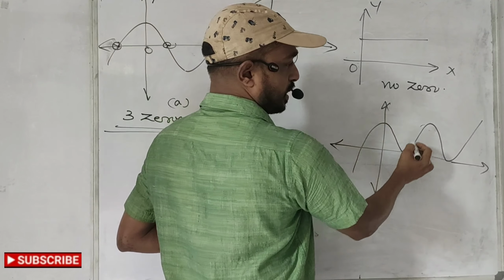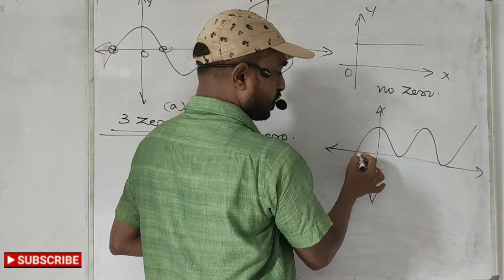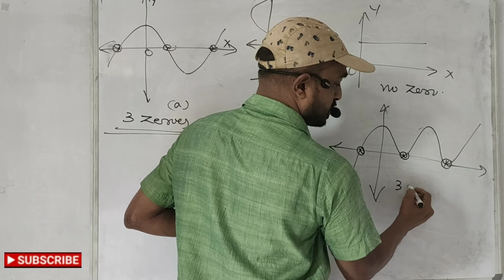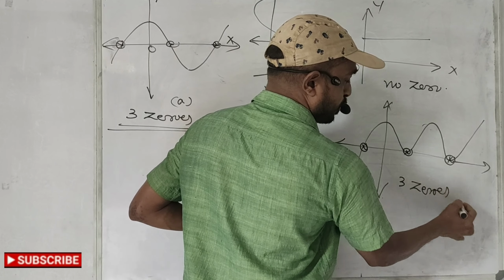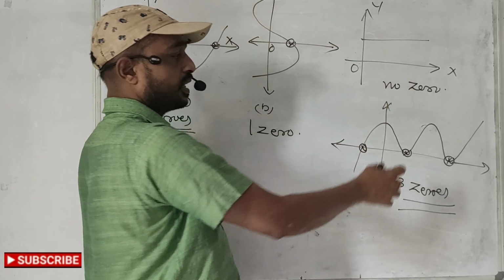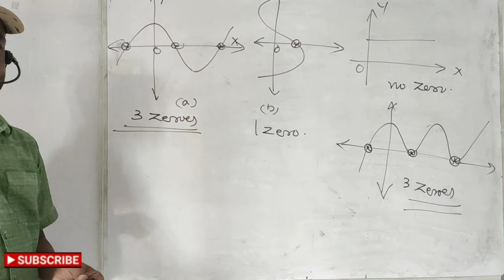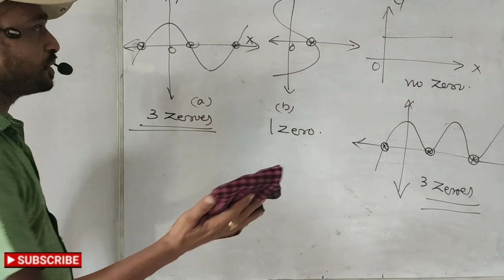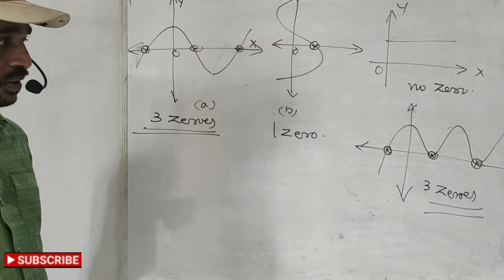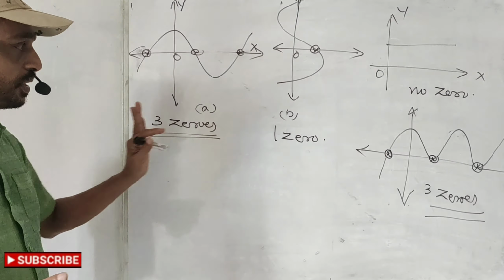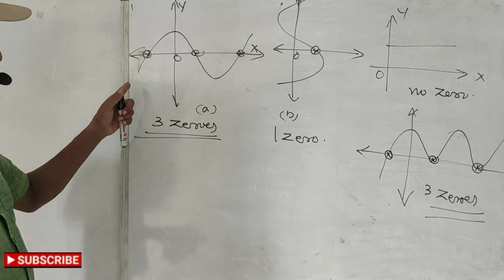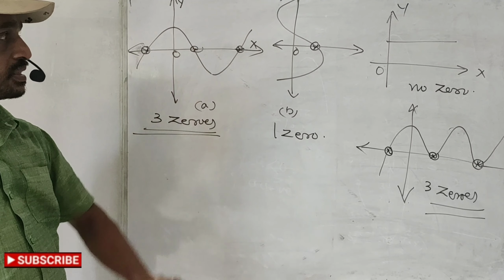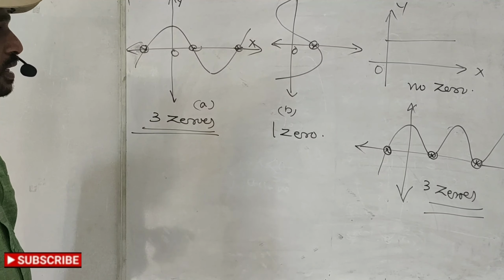Here this graph touches or intersects the x-axis at three distinct points. So the polynomial represented by this graph has three zeros. So now I think this concept is quite clear to you. So how do you obtain the zeros of a polynomial graphically? To obtain the zeros of a polynomial graphically, draw the graph of the polynomial and then find out the point of intersection of the graph with the x-axis.